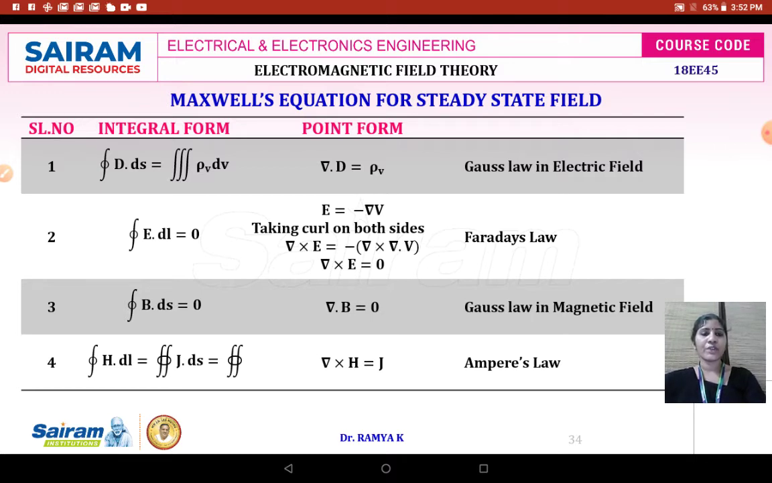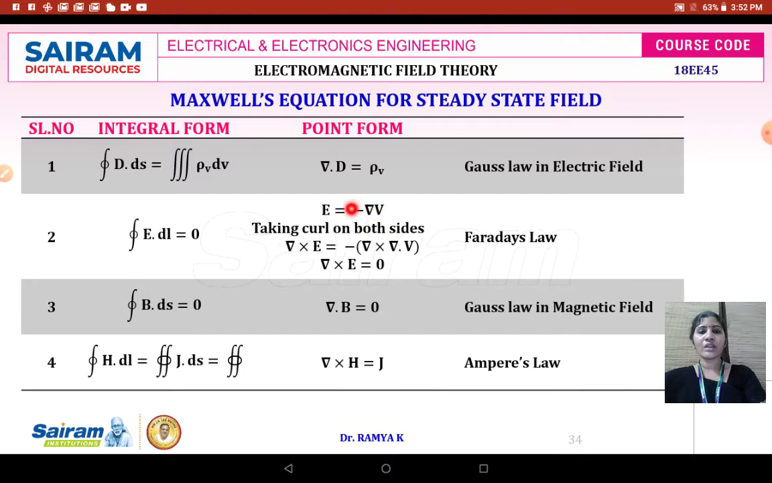An EMF is going to be induced whenever a conductor cuts the lines of flux, or whenever the flux linked with the coil changes. Therefore, we can write Faraday's law as the integral over the closed line of E dot dl is equal to 0. Now, in point form, you can write it as E is equal to negative gradient of the electric scalar potential.